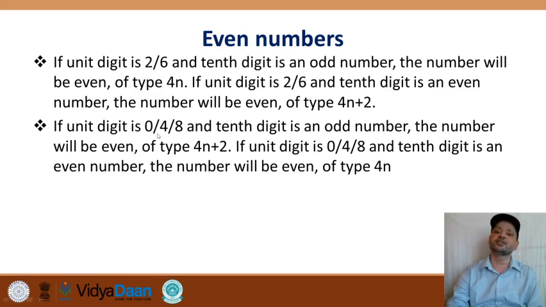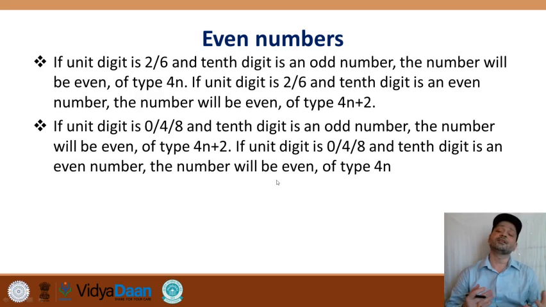Similarly, if the unit digit is 0, 4 or 8 and the 10th digit is an odd number, like 10, 14, 18, 30, 34, 38, 50, 54, 58, they are of the type 4n plus 2. Similarly, if the unit digit is 0, 4, 8 and the 10th digit is an even number, like 20, 24, 28 or 560, 564, 568.